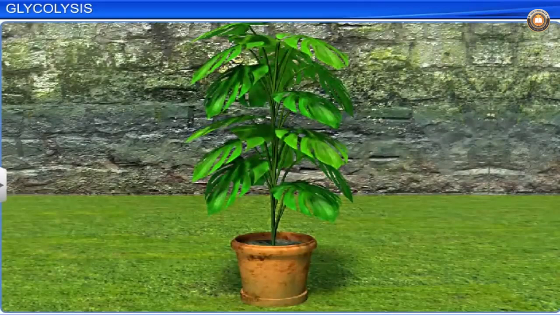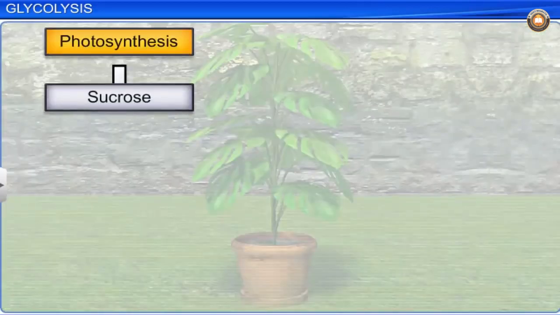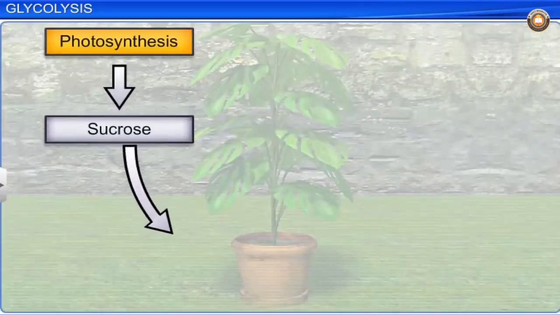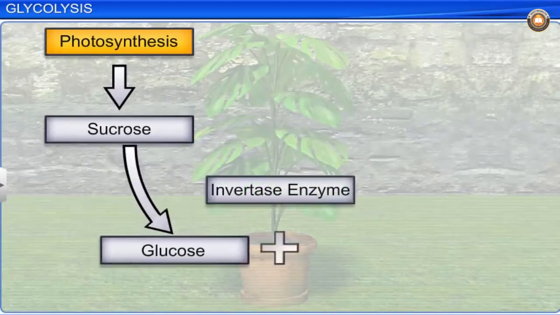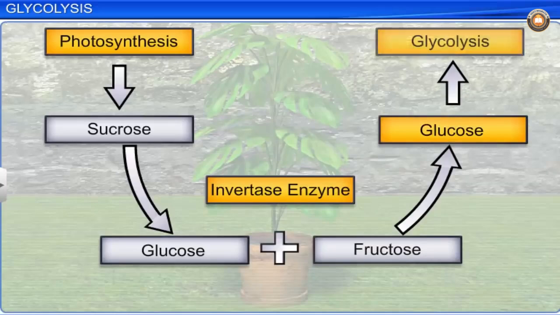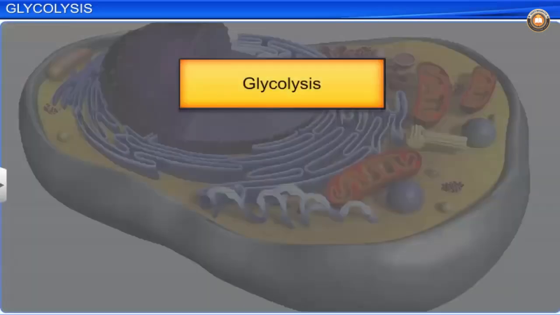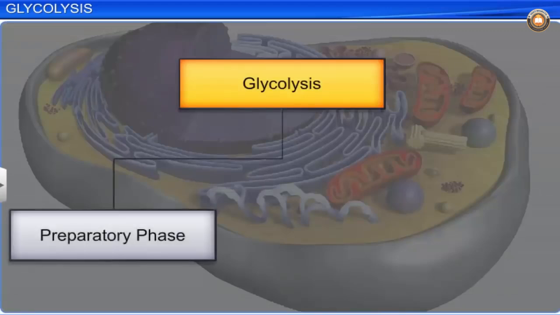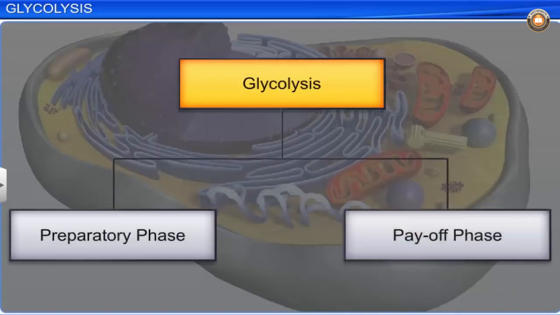In plants, sucrose, obtained from photosynthesis, is converted into glucose and fructose by the enzyme invertase. The glucose thus produced is utilized in the glycolysis process. Glycolysis takes place in 10 steps involving 2 phases, preparatory and payoff phase.